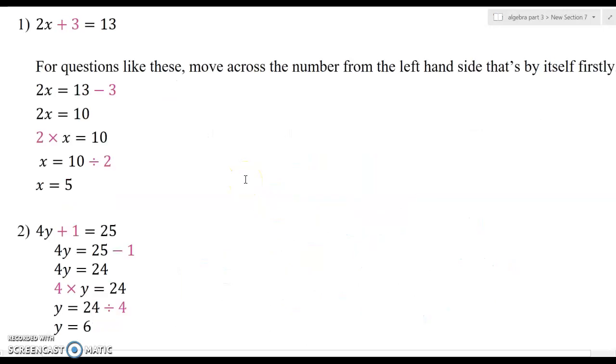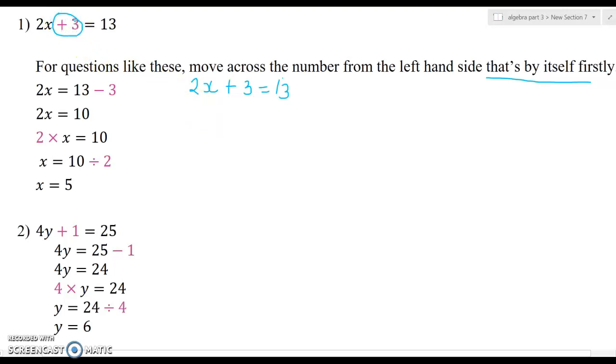Now we have some combined equations, meaning you have some multiplication, addition, subtraction, all kinds of stuff in it, right? Now let's look at it. For questions like this, here we have 2x plus 3 equals 13. For questions like these, move across the number from the left-hand side that's by itself firstly. Which number on the left-hand side is by itself? I highlighted it right here. This plus 3 is by itself.